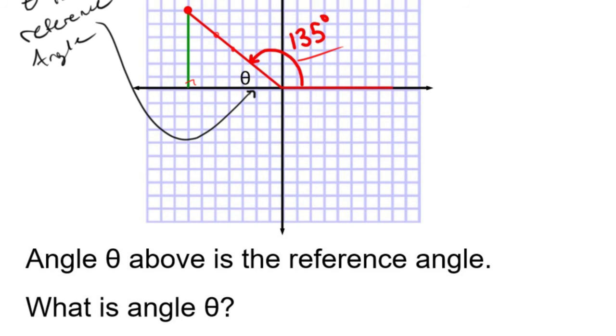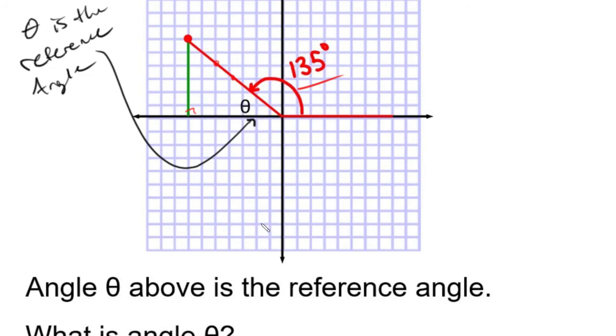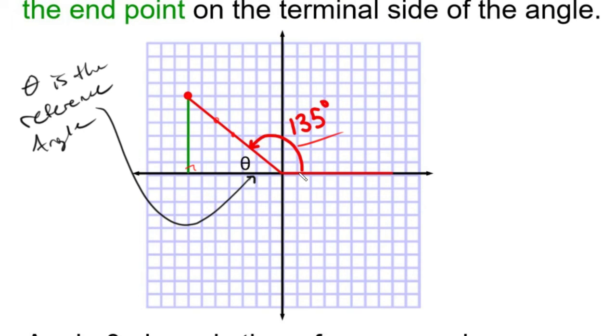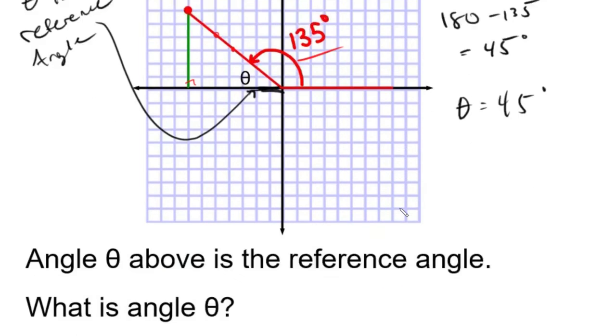We can actually determine what theta is, because all the way around to this spot here would be 180 degrees, but 135 of it is already taken up, so it would be 180 minus 135, and that should get you 45. So this reference angle, theta, is 45 degrees. Now, here is the kicker. Actually, I'll save that for later. We'll talk about why reference angles are important in just a little bit.